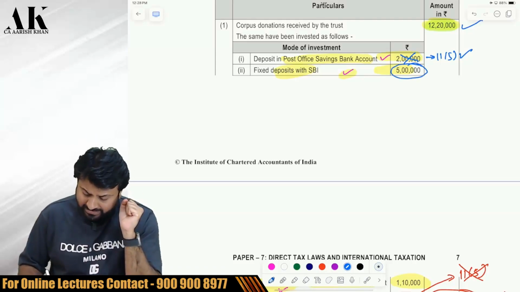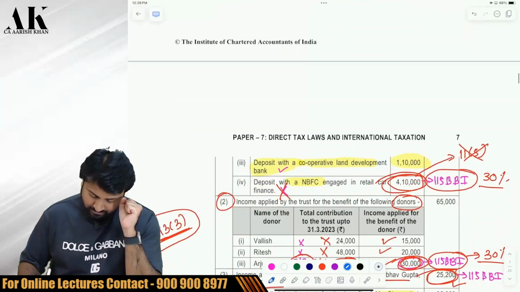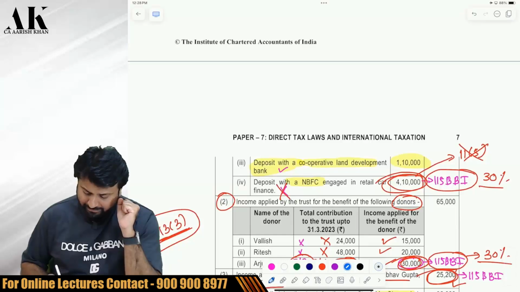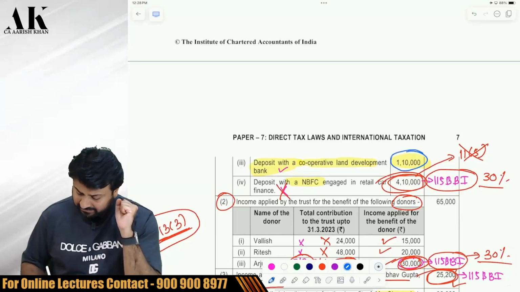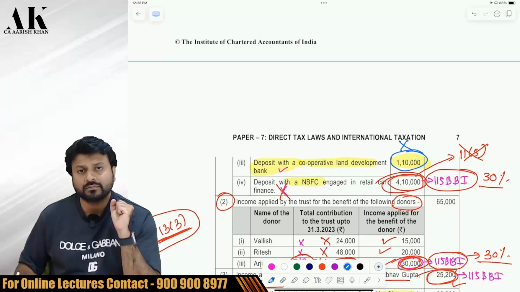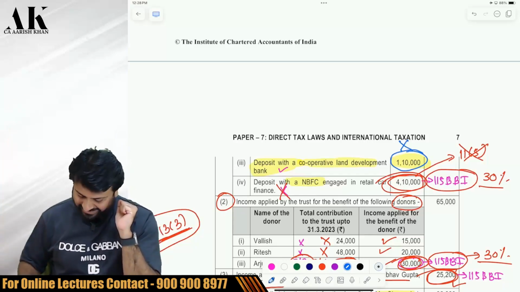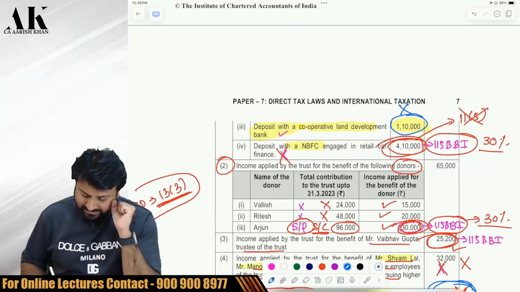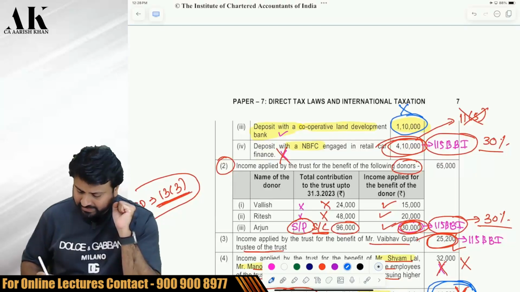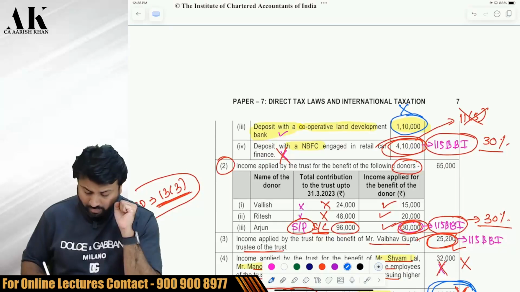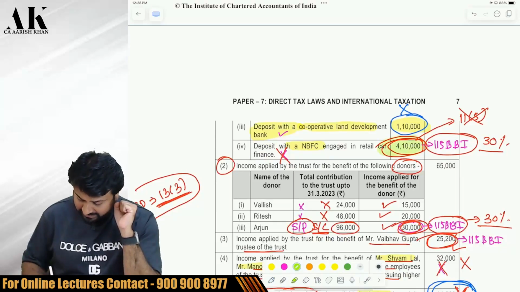Fixed deposit with SBI, is it covered in 11(5)? The answer is yes, therefore not taxable. Deposit with a cooperative land development bank, is it covered in 11(5)? Yes, therefore this will not be taxable. For that you have to go through the mode specified in 11(5). Deposit with an NBFC engaged in retail car finance, is it covered in 11(5)? Not covered in 11(5), therefore this will be subject to tax.